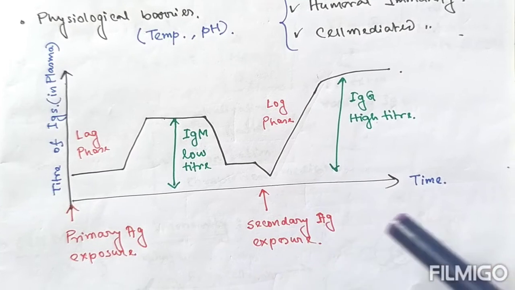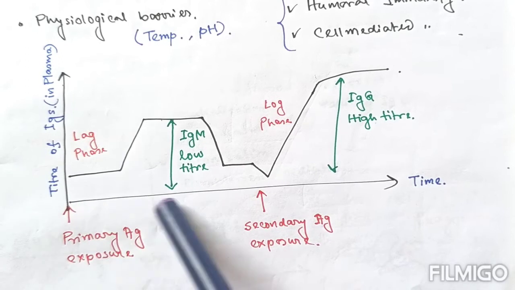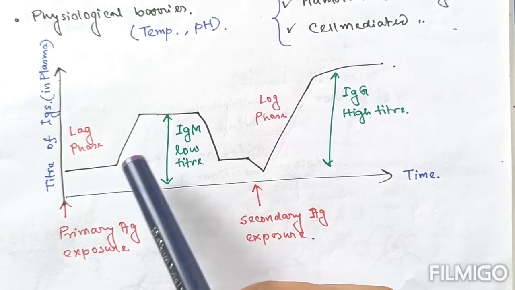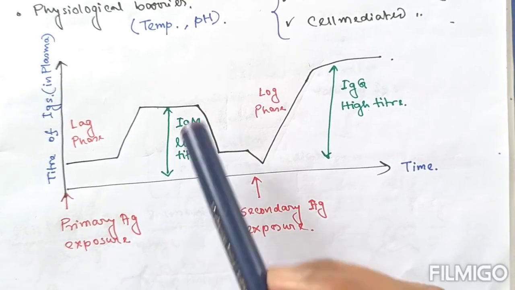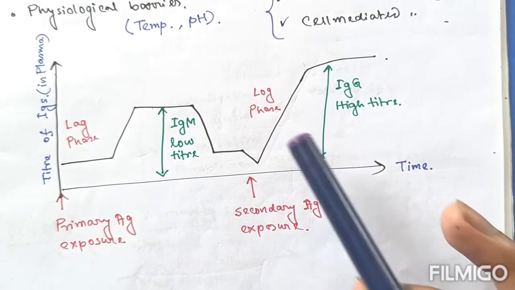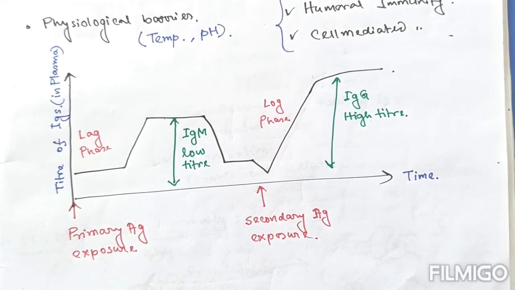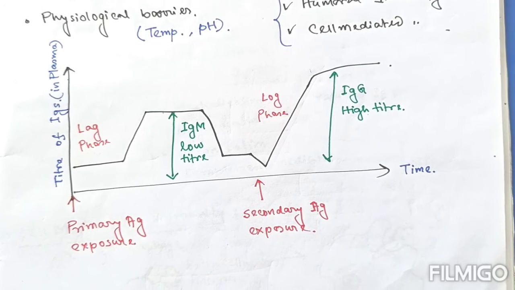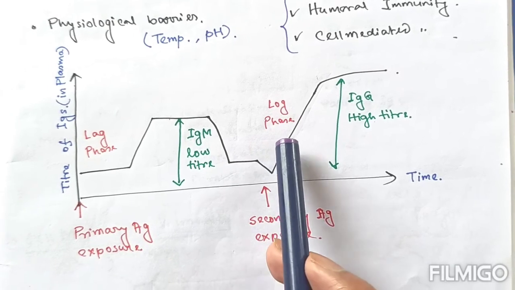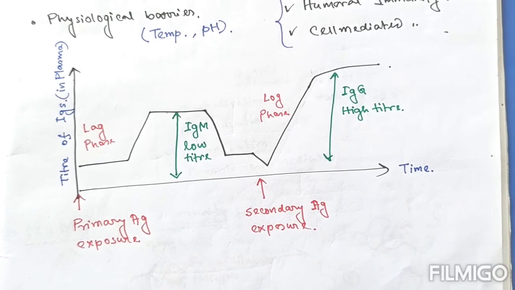So this is a curve obtained by the titer of immunoglobulins present in our plasma versus time, and the curve shows that in the primary antigen exposure there is low titer which is mainly IgM type, and in the secondary antigen exposure this low titer is replaced by high titer provided by immunoglobulin G. And obviously the lag phase is shortened here. The lag phase contains 4 to 7 days, whereas this is almost absent or very short.